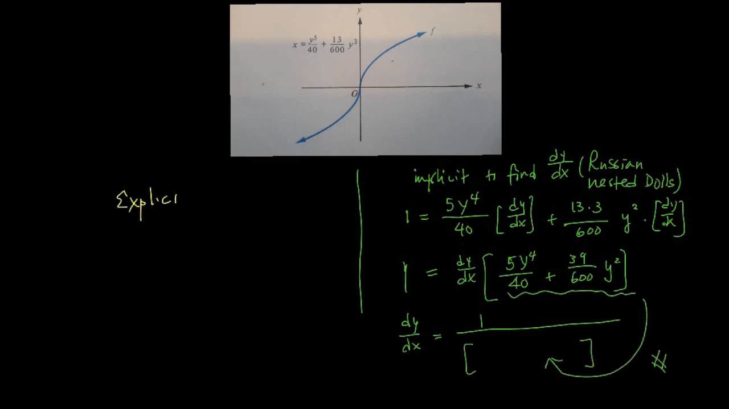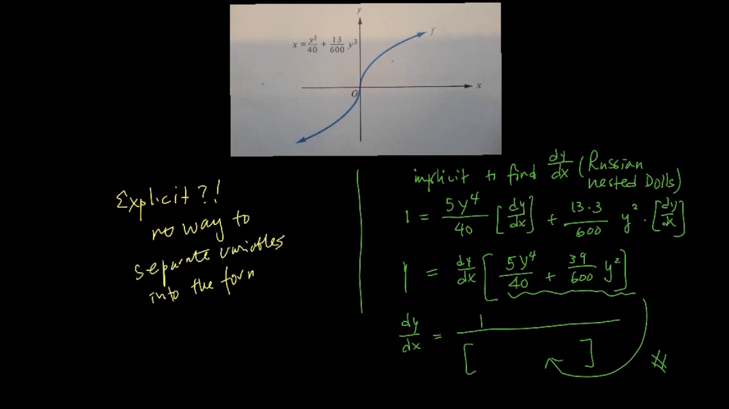Okay. Now, notice explicitly, there's no way I can separate the variable in the form of y is equal to something. This is where the implicit method shines so much. It doesn't care if you can separate the variable or not. The only trick is you have to remember that Russian nested doll. So when you take dy dx, you do have to take it apart one more time. Other than that, there is no extra requirement. It doesn't really care. Okay, this is where implicit shines so much compared to the explicit.